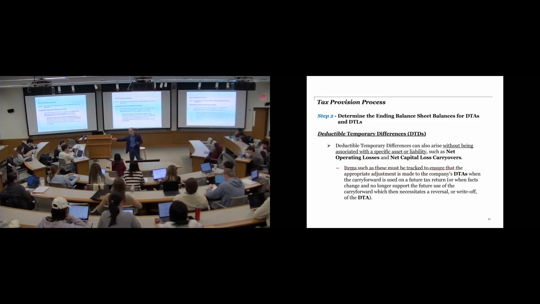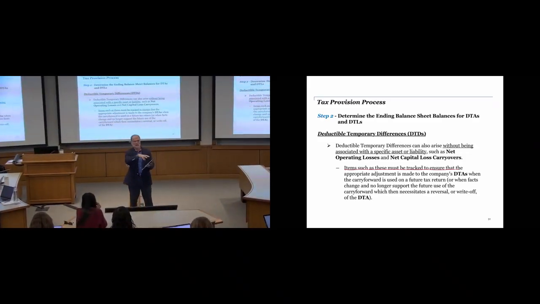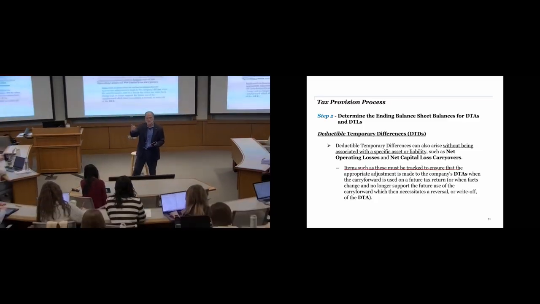Credit deferred tax asset. Where does my debit go? Income statement, tax expense. I lost something that was of value because it expired. Okay? So this is the reason I have to separately track my carry forwards so I can use those as well.